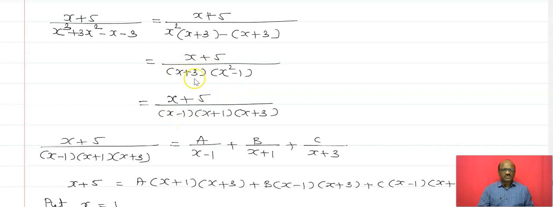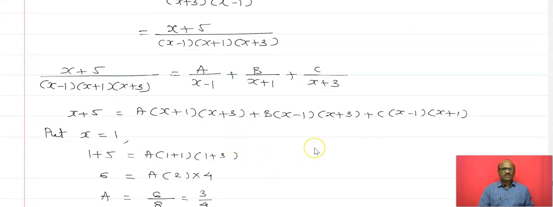Now this can be written as x plus 5 upon (x plus 3) into (x square minus 1), that is x plus 5 upon (x minus 1) into (x plus 1) into (x plus 3), that is A upon x minus 1 plus B upon x plus 1 plus C upon x plus 3, again the partial fraction form. In the partial fraction form, we take partial fractions, that is x plus 5 is equal to A into (x plus 1) into (x plus 3) plus B into (x minus 1) into (x plus 3) plus C into (x minus 1) into (x plus 1).